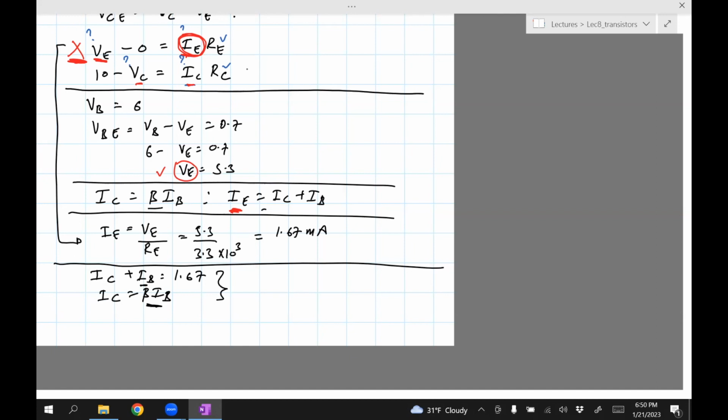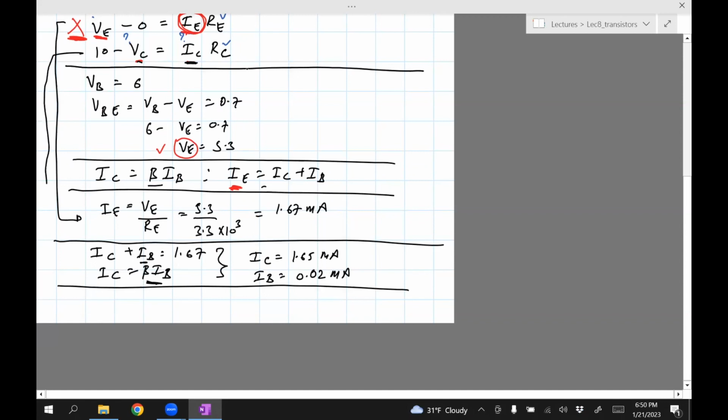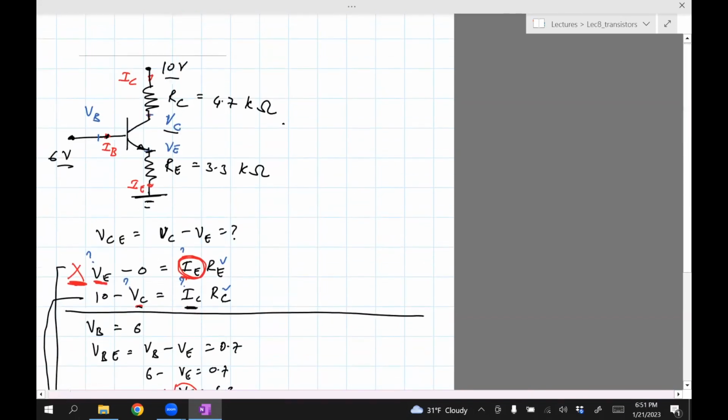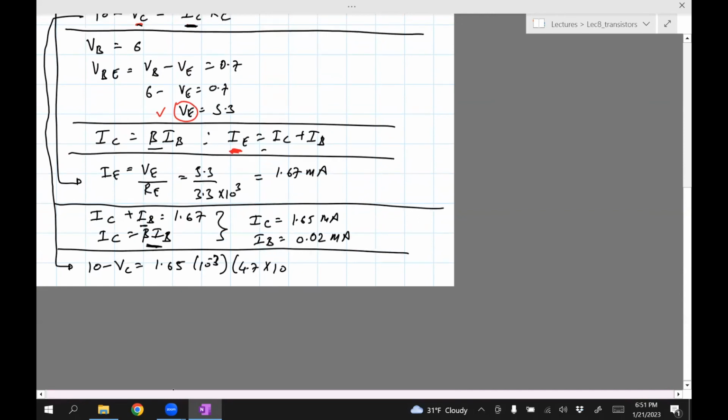So from here, I have IC equals 1.65 milliamps and IB equals 0.02 milliamps. Okay. However, what I was interested in here was only IC, because once I have IC, I can solve for VC. So let's use this equation. So 10 minus VC is IC, IC is 1.65 into 10 raised to negative 3, times RC, and RC is 4.7 kilo ohm. And so VC comes out to be 2.25.